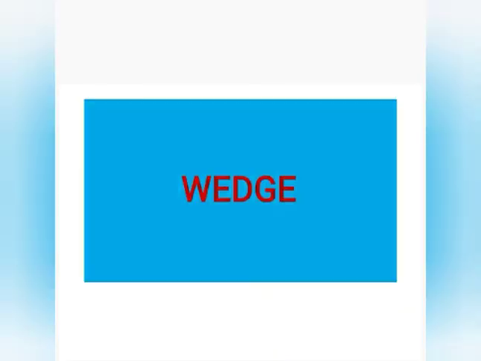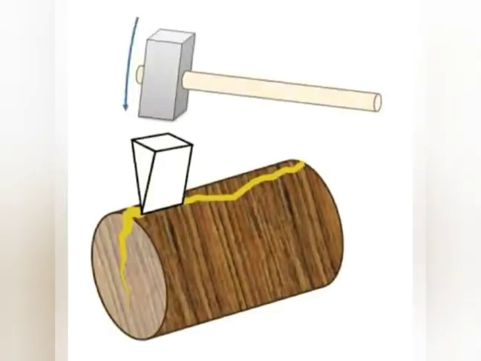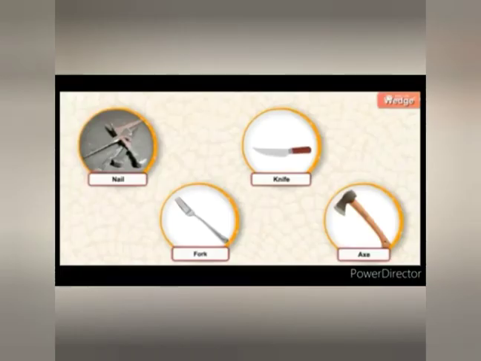What is wedge? A wedge is a simple device with two inclined planes which meet at a sharp edge. Wedges are used for cutting or splitting an object with its sharp cutting edge. A nail, a fork, a knife, and an axe are some examples of wedges.